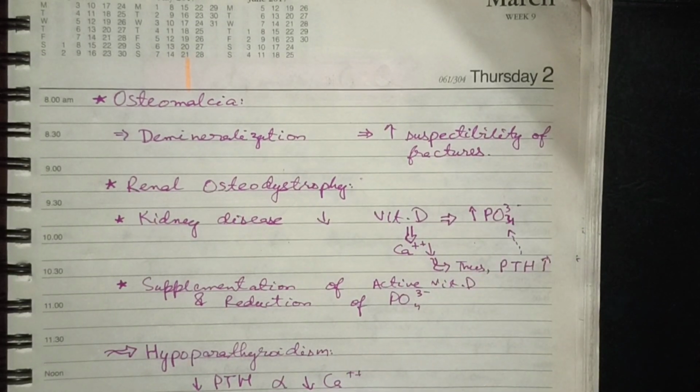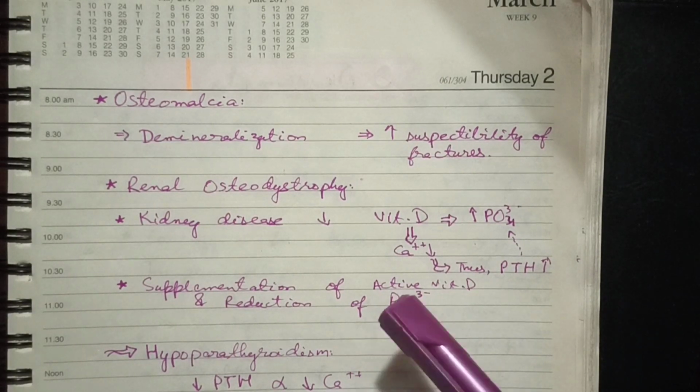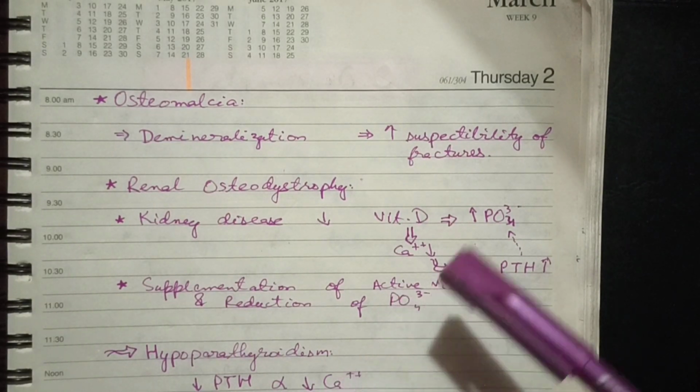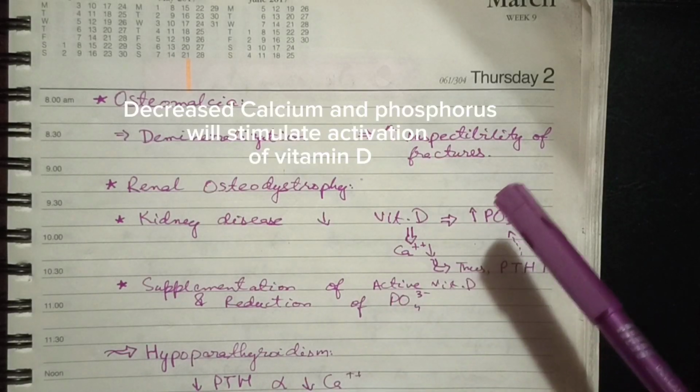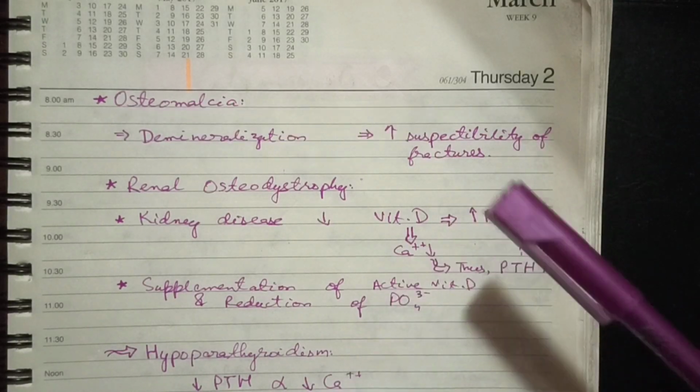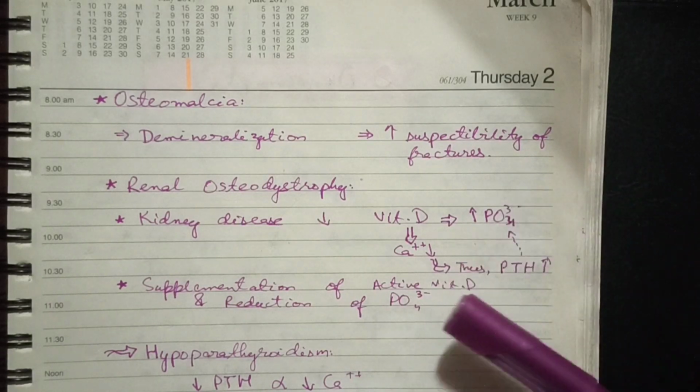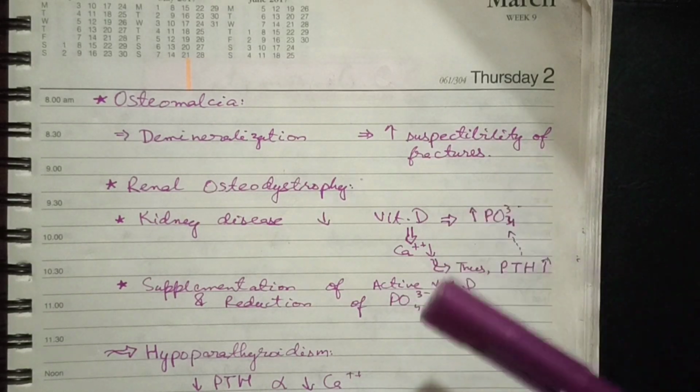And now we have hypoparathyroidism. Of course PTH acts to increase calcium levels in blood. When PTH is decreased, so will be the calcium ions. And so these are the effects which are mainly produced by vitamin D, which we have overviewed.